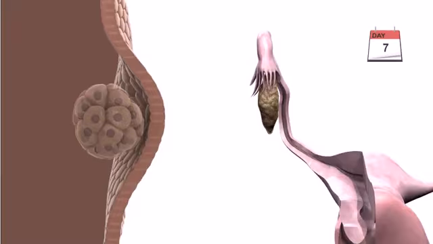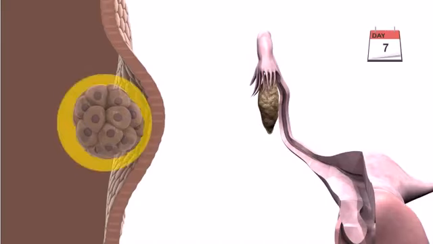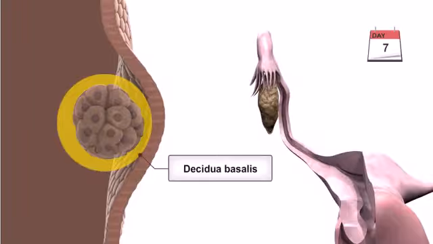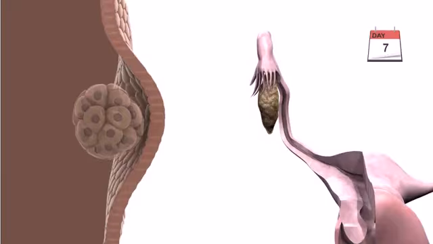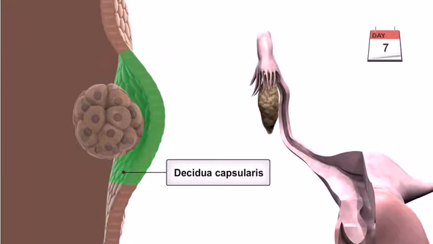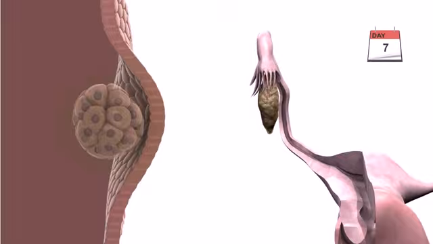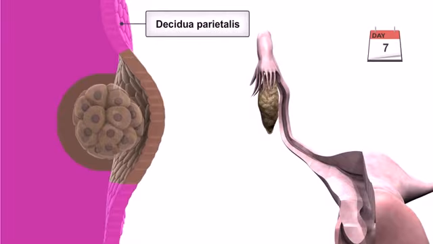The regions of the decidua have specific names relative to the site of blastocyst implantation. The area between the embryo and the stratum basalis is known as the decidua basalis. The area between the embryo and the uterine cavity is the decidua capsularis, and the remaining area is known as the decidua parietalis.